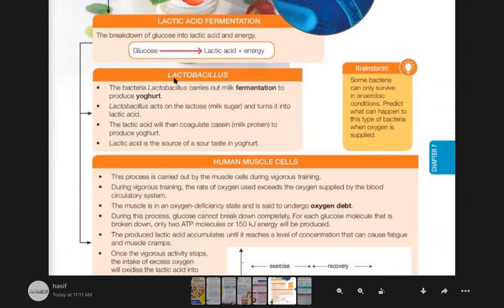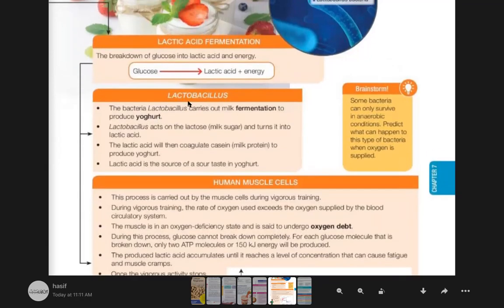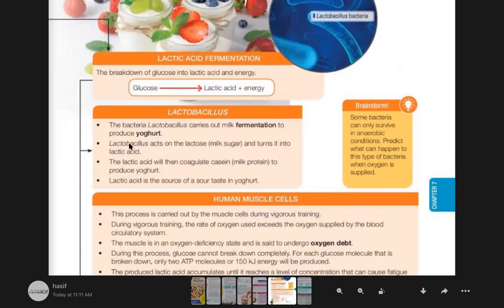Yang pertama adalah... sebut macam mana dah ni? Lactobacillus. Macam tu lah kot. Okay, so apa bakteria ni buat? Okay, so this bacteria will carry out fermentation to produce yogurt. Okay, yang awak makan yogurt tu kan. So bakteria ni akan buat apa? It will act on the lactose, okay, and turn into lactic acid.